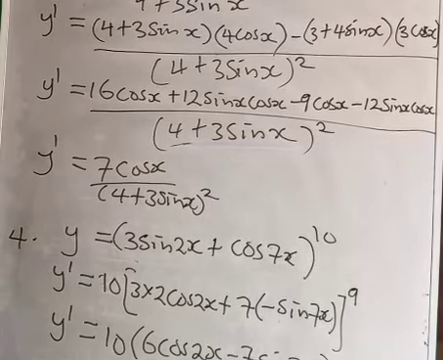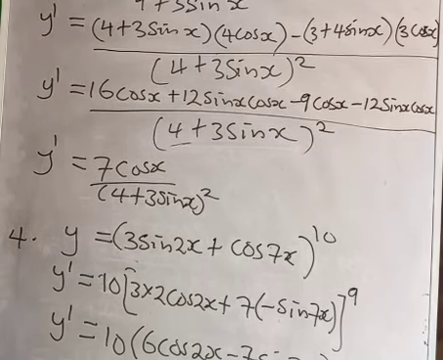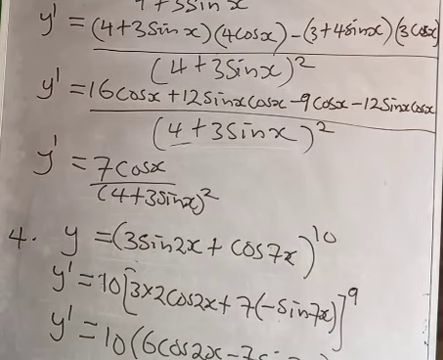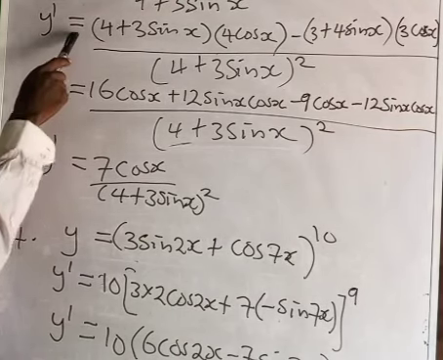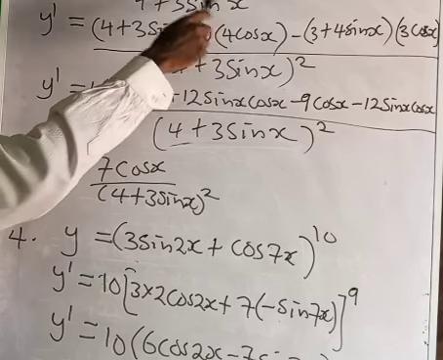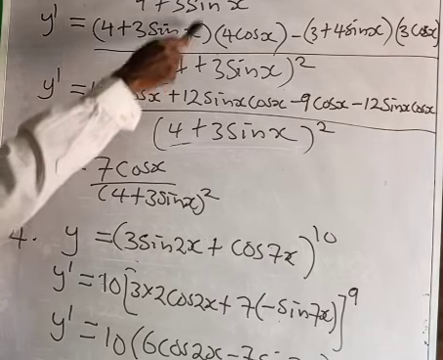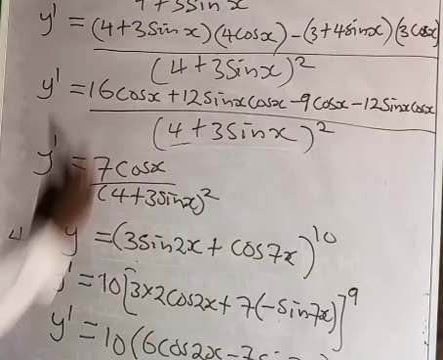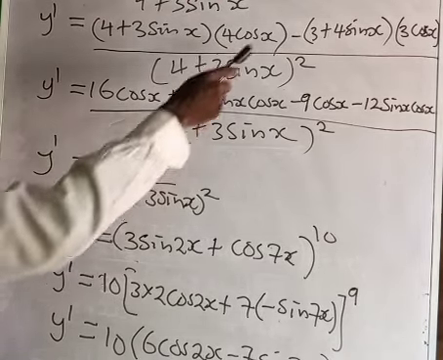All right, number 3, y equal to 3 plus 4 sine x divided by 4 plus 3 sine x. Of course, this again is another case of u over v. So our dy by dx, or y prime, the derivative, equals, by the same principle, keeping the denominator 4 plus 3 sine x, differentiating the numerator: 3 is 0, sine x gives cos x. Of course, we have a coefficient 4, so differentiating 4 sine x, we have 4 cos x.